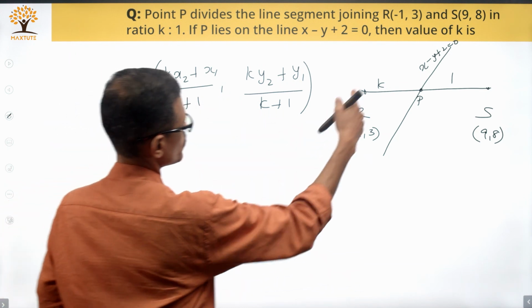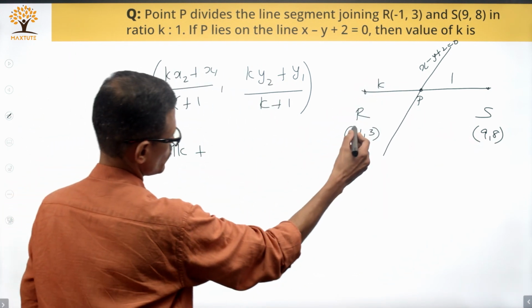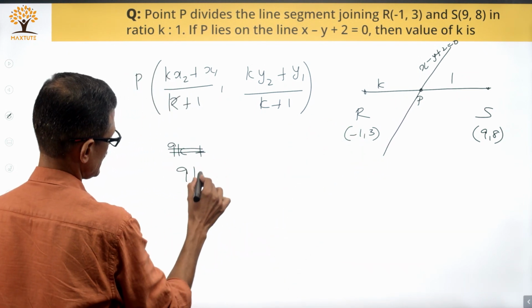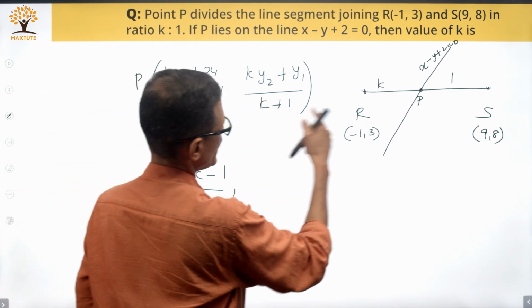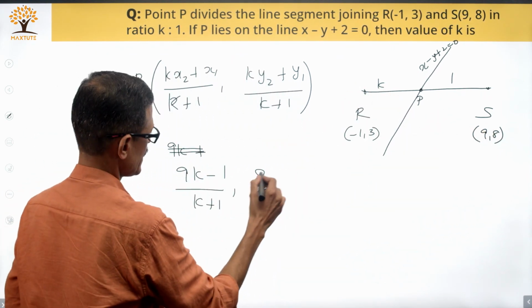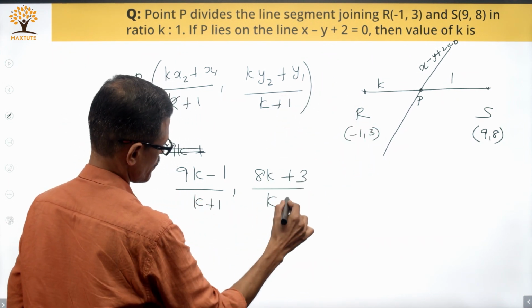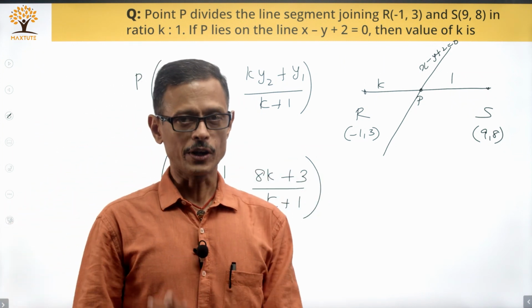Let's just do that first. So kx2, k into 9, which is 9k, plus x1, which is minus 1. So 9k minus 1 divided by k plus 1, comma ky2, k into 8, which is 8k, plus y1, which is plus 3, divided by k plus 1 is what we have. So these are the x and y coordinates of point P.